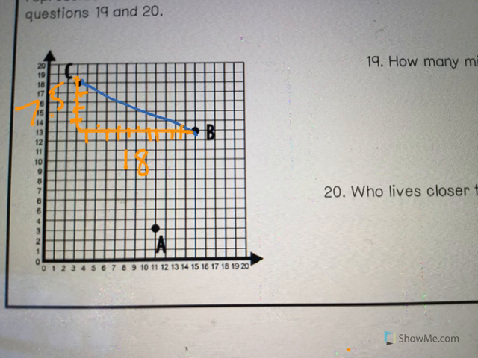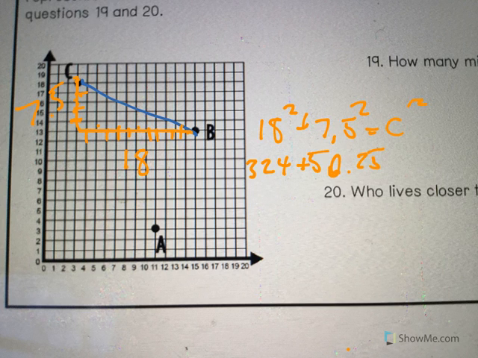Well, I know how to solve that. 18 squared plus 7.5 squared equals c squared. So that's 324 plus 56.25. Let's do that math. That's 380.25. I square root this. Once I square root it, I get 19.5.